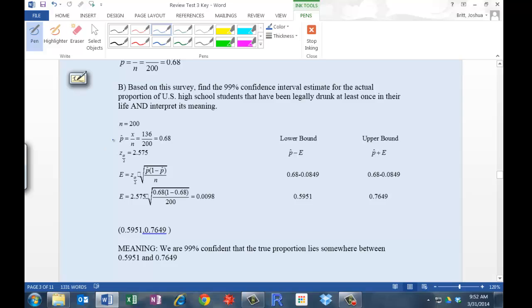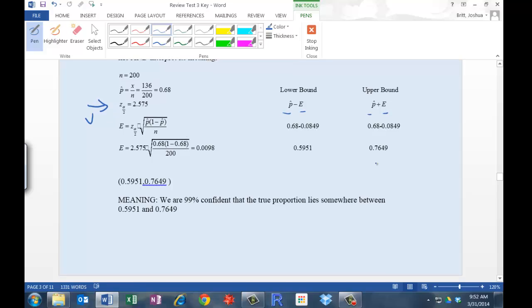So table 5 here. Just look that up. And then we get the margin of error. We take the point estimate and subtract the margin of error, and the point estimate and add the margin of error. So we get a lower bound of 0.5951, 0.7649 is the upper bound. We say something like we're 99% confident the true proportion lies somewhere between here and here.